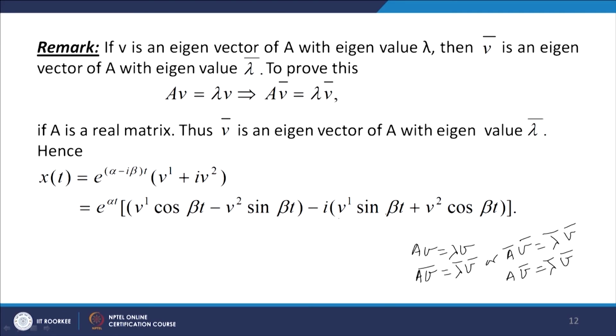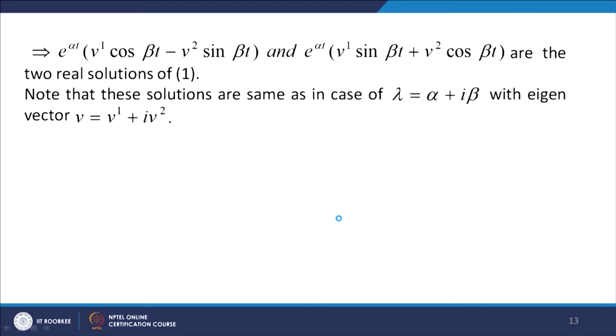So, corresponding to alpha plus i beta, we find two real valued solutions of the vector differential equation, and that gave us all the three solutions together with the solution for lambda equal to 1. So, these are the two real valued solutions, and these two solutions are same as in the case of alpha plus i beta with eigenvector B1 plus i B2.